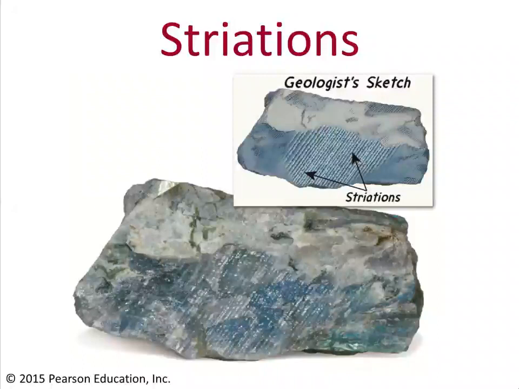Here's another example. This is sort of a distinctive thing that you'll find on a very few minerals. It's called striations. On certain planes of cleavage of plagioclase feldspar, you'll see these little tiny lines that run across the surface of the cleavage plane, but you'll be able to see them if you tilt the mineral back and forth in the light.